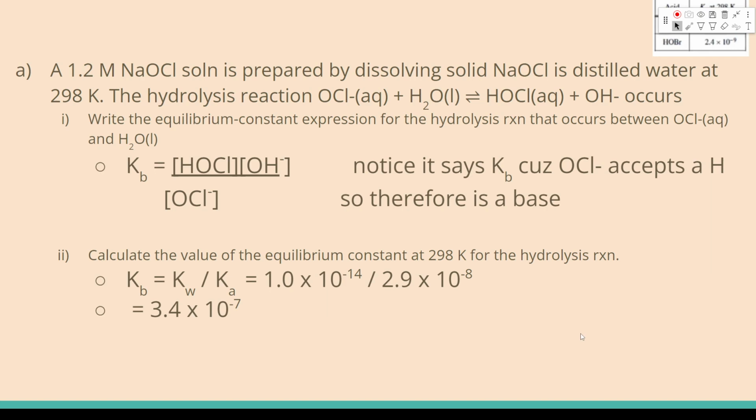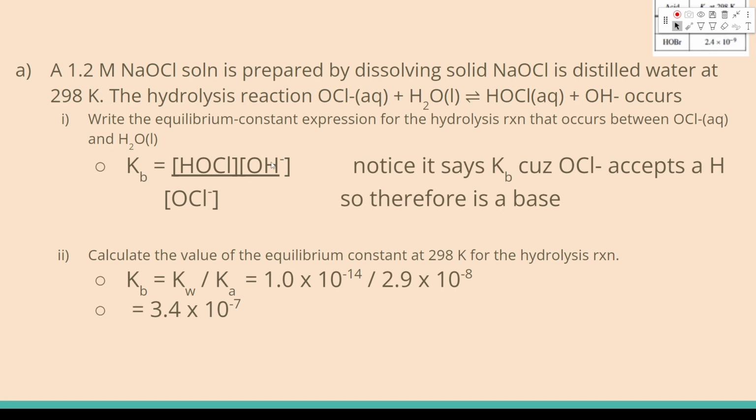So I wrote KB because NaOCl, well, OCl minus is going to be the ion that's in solution. And since OCl minus is in solution, that would be a base because it can grab an H, because it's negative and H plus is positive. And so therefore, OCl minus can be a base. Okay, so make sure you can recognize that. You can also look at the hydrolysis reaction. So you see here, you have the H being donated right here, so you notice it's a base. So that's the other way of logicking it out.